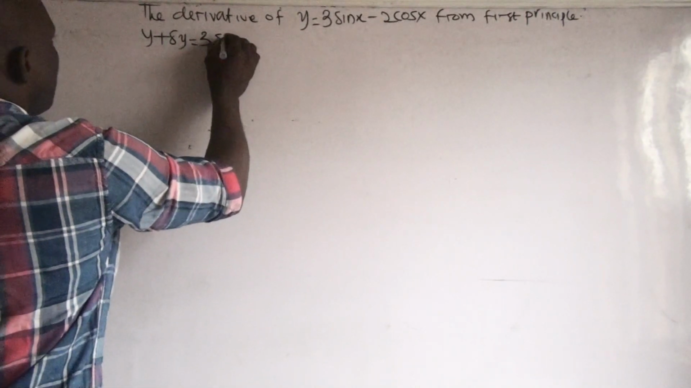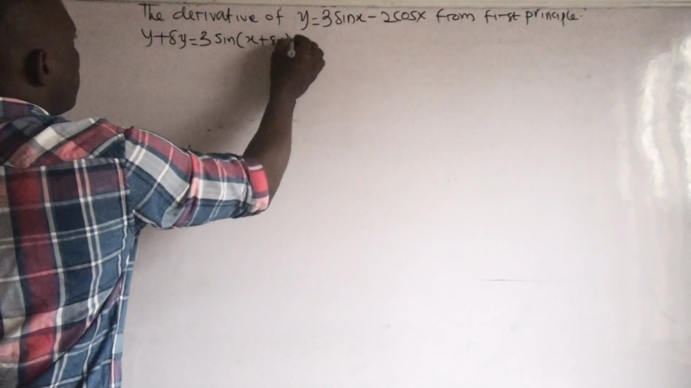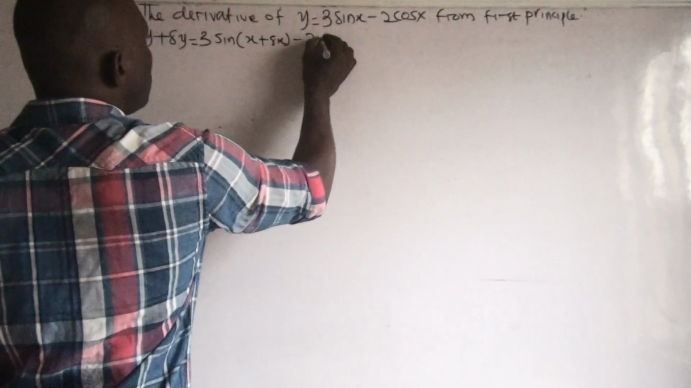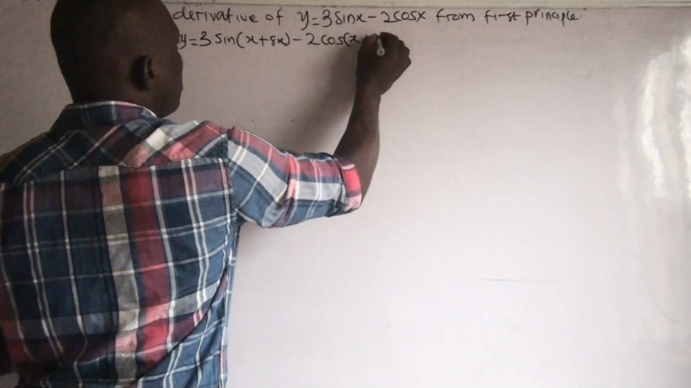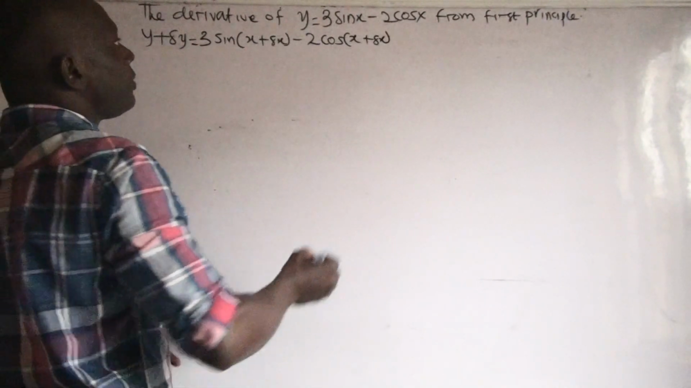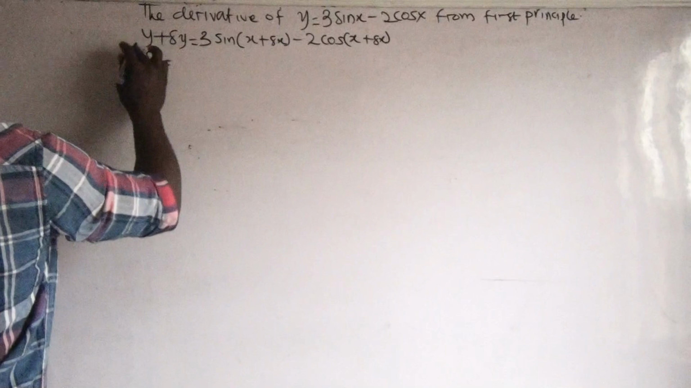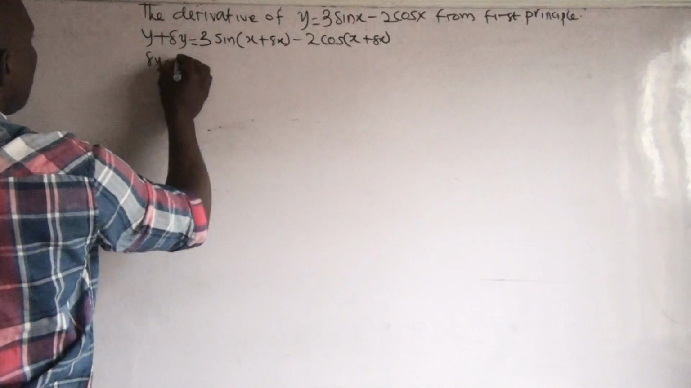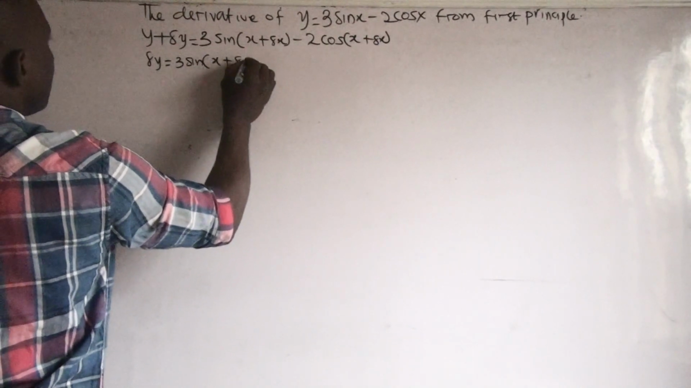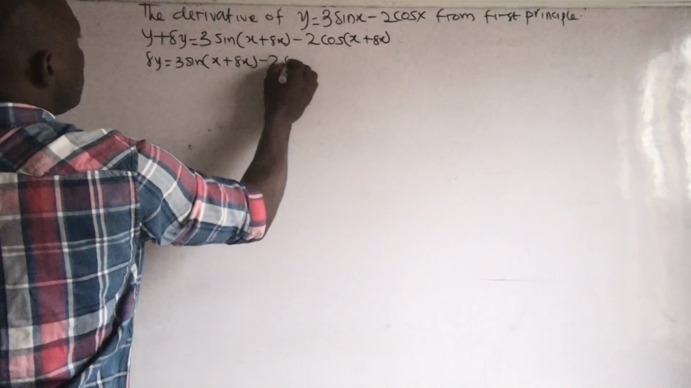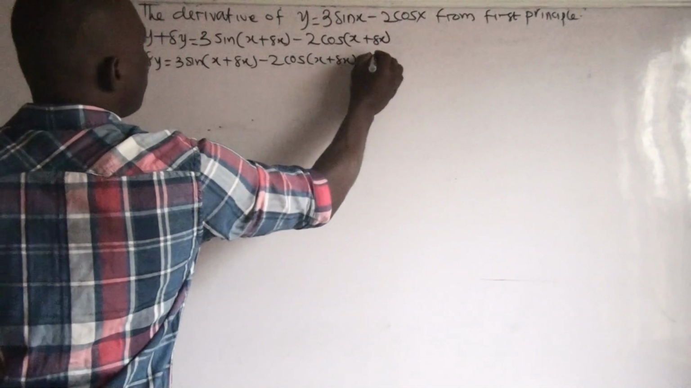So we have 3 sin(x plus delta x), minus 2 cos, and in place of x, we put x plus delta x. Next, we know that this is y. The y will move to the right hand side, and this becomes 3 sin(x plus delta x) minus 2 cos(x plus delta x) minus y.